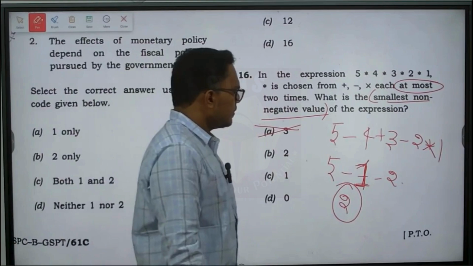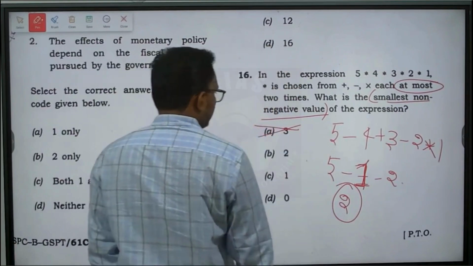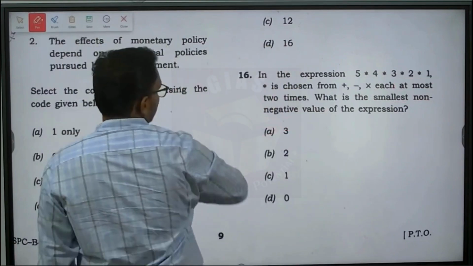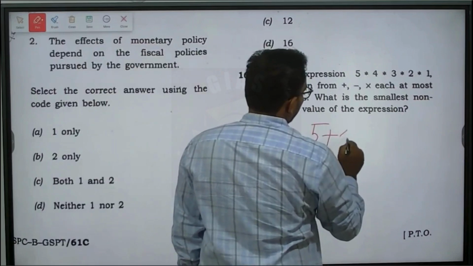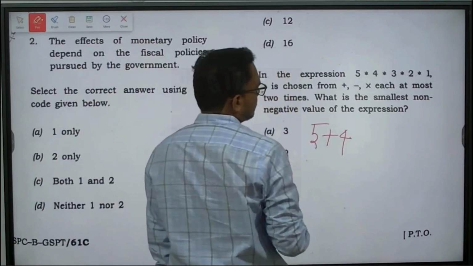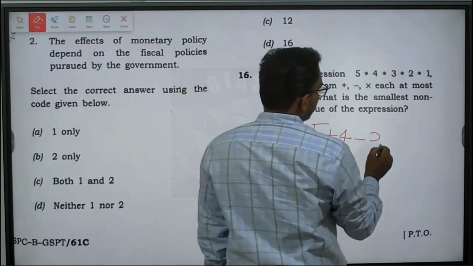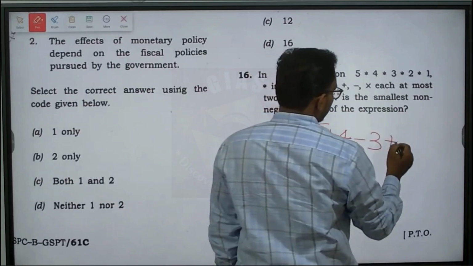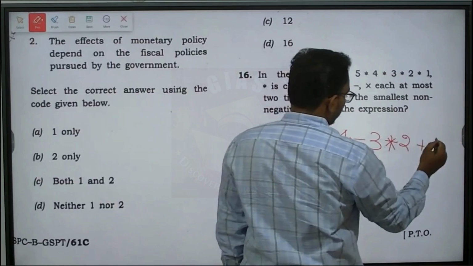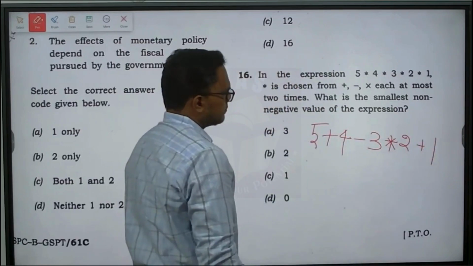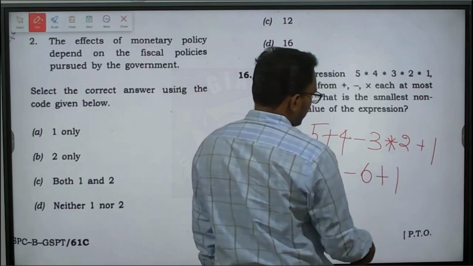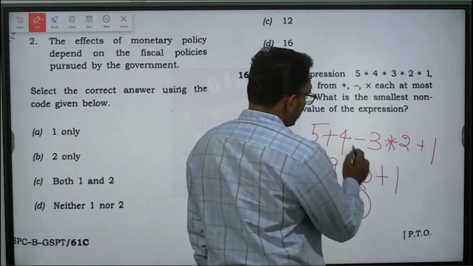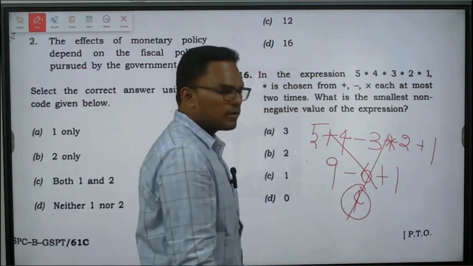Okay. Now 5 plus 4 minus 3 plus 2 star 1. This is like 9 minus 6 plus 1. So this is 4, no. So this you have to cut out.